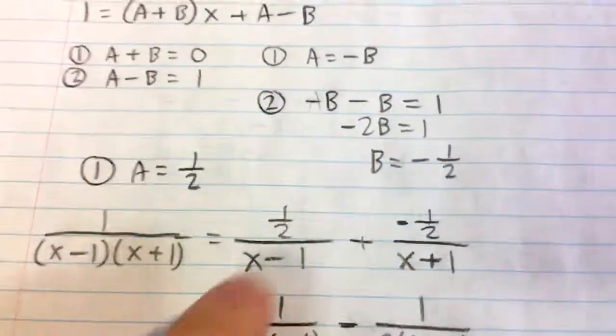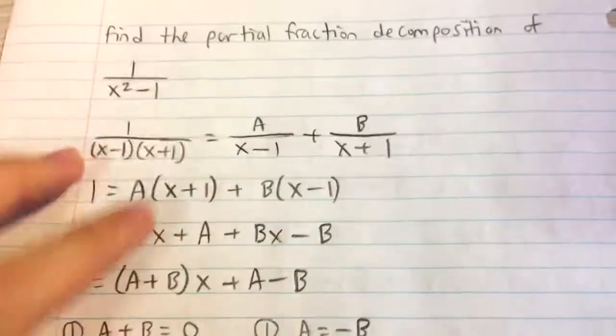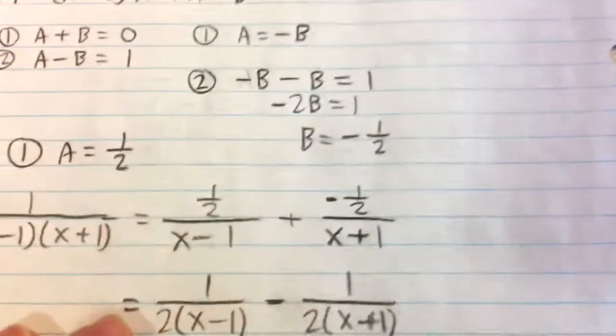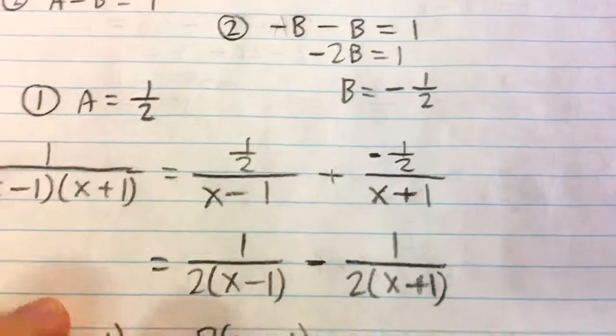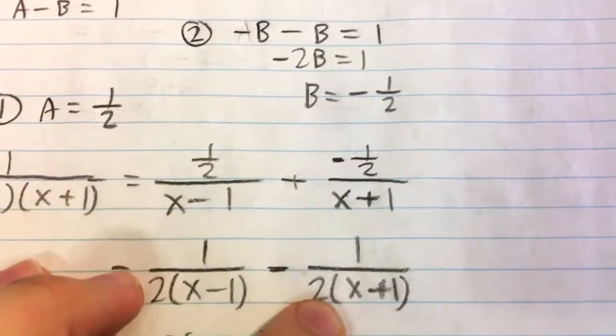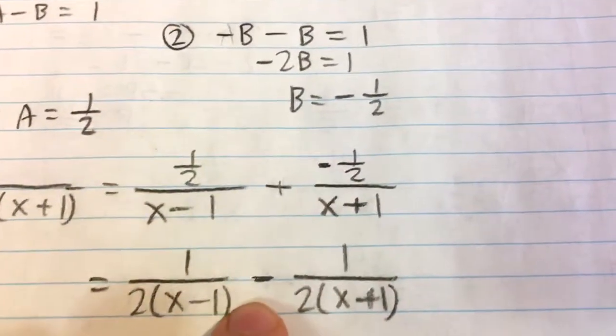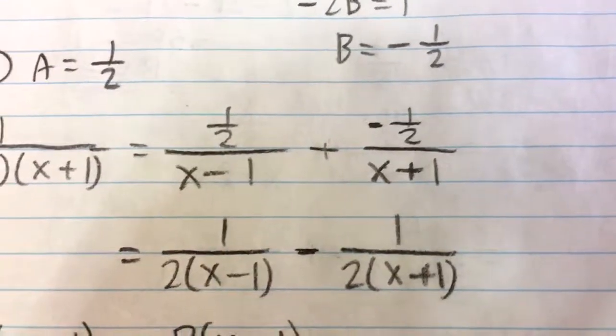And so for our final answer, we have a, which is a half over x plus 1, and b, which is negative a half over x plus 1. Oh, did I say x minus 1? My bad. And to make this look a little cleaner, we can move the denominators to just like that, and also bring the negative sign out in the front. And so that's our final answer.